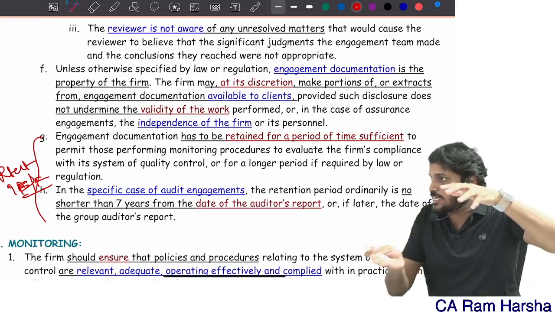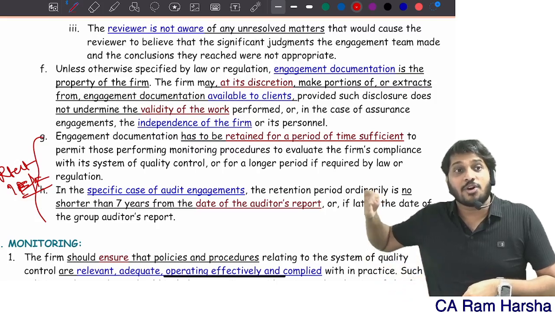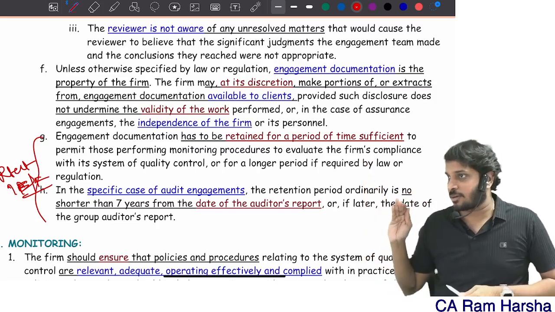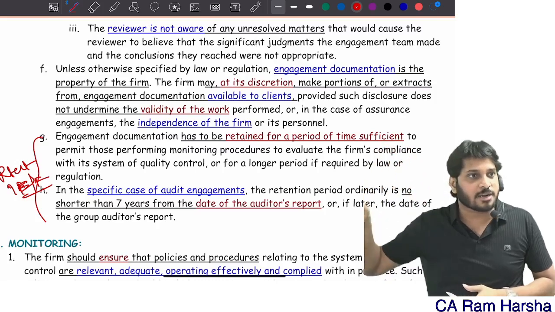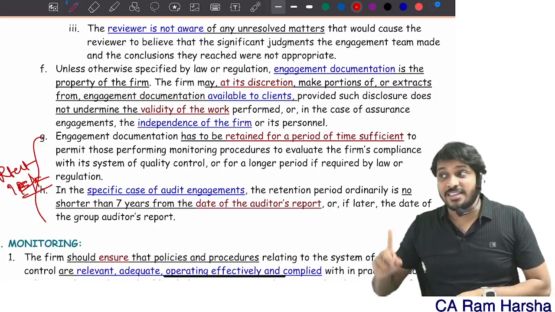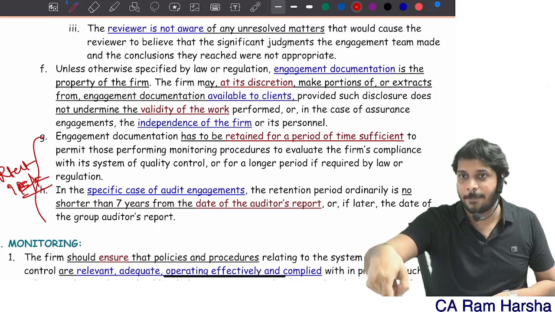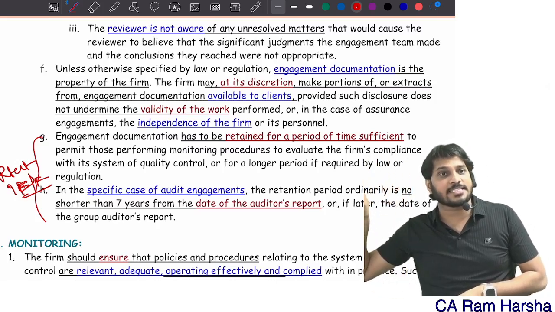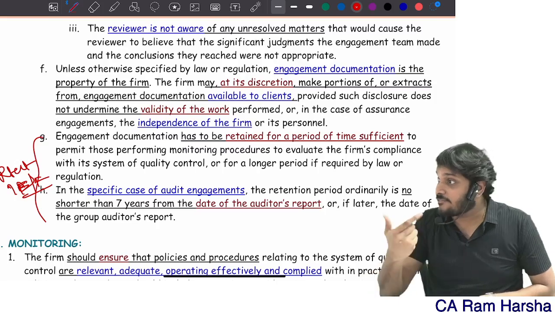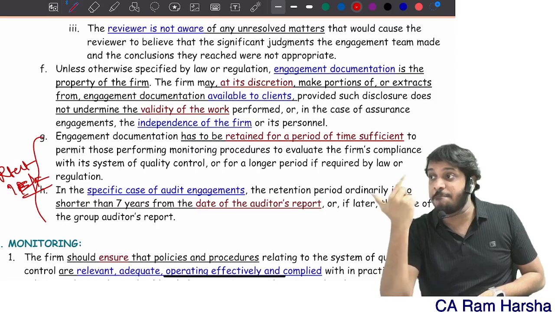What is monitoring, you know? Generally, we completed audits, right? Audits, various other works. Once we completed, we will have some quality control department inside the firm. Big four entities will have quality control departments. They will take up your working papers and they will see whether the firm's quality control policies are reflected here. Whether whatever policies established are followed or not, they will review.